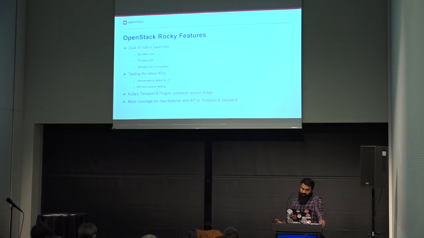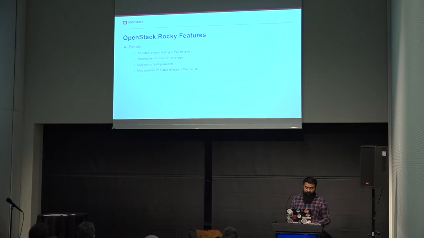And more coverage for new features and APIs in Tempest and DevStack, like whatever feature gets implemented in each project. For Keystone, it was application credentials, I think, and Nova did a lot of integration work between Cinder and Nova, like volume swap and attach volume, the new workflow and all. So we make sure we keep testing those new features, and we try to cover more and more use cases there.